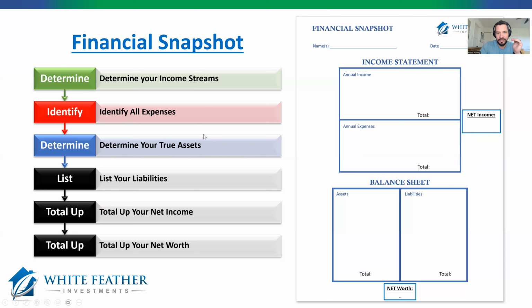Then you want to determine your true assets. True assets. Now, what is an asset? It's something that has value, anything that has value. If you own a house, then just look on Zillow and see what the house is worth. It doesn't have to be perfect. Right now, we're not looking for perfection. All we're looking for is to get your financial snapshot started so you have an idea of where you're at. Don't focus on trying to be perfect.